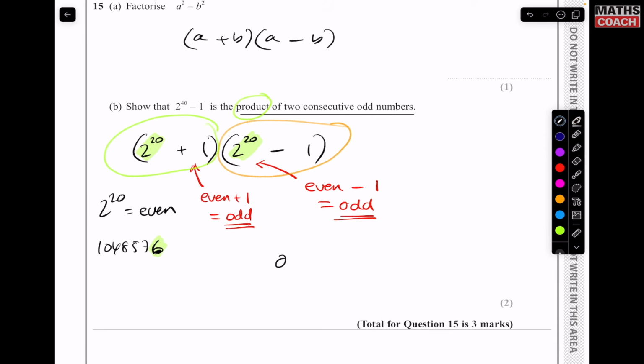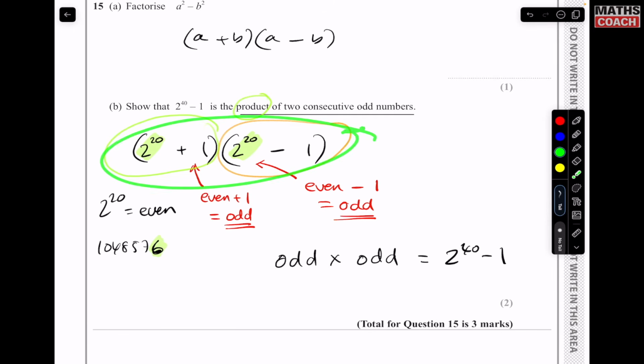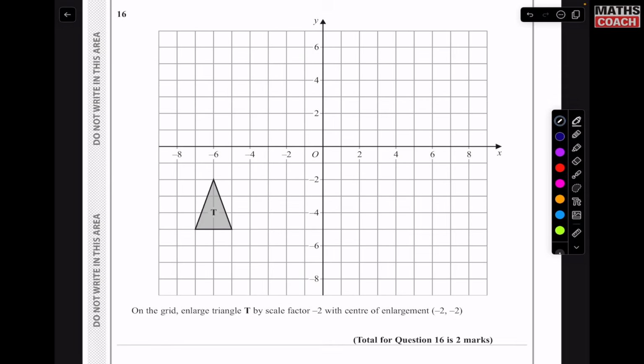All right. So you're doing an odd times an odd. The product of two consecutive odd numbers is equal to 2 to the power of 40 minus 1. Because remember, this came from that. So it's equal to that. And there you go.